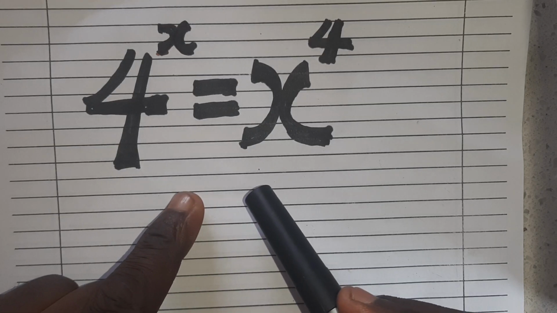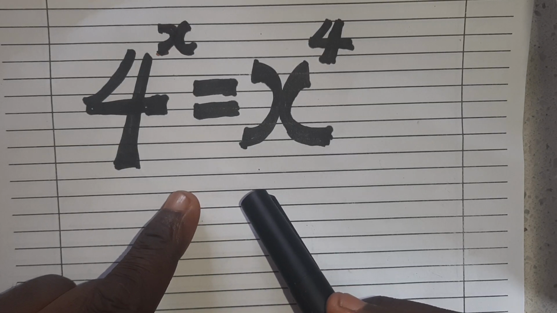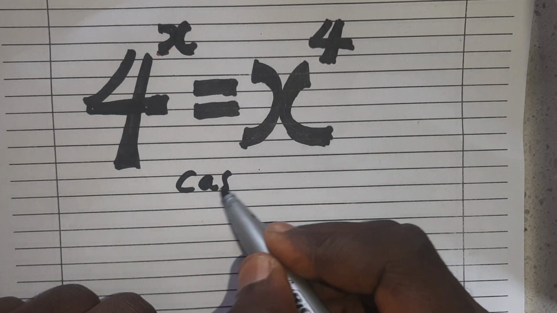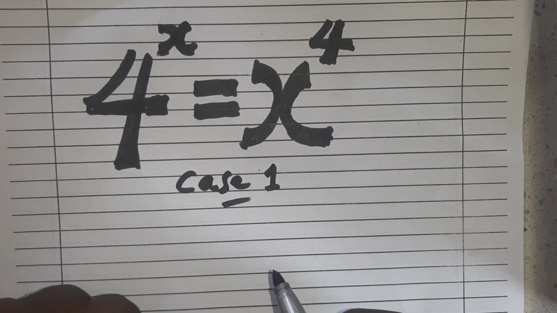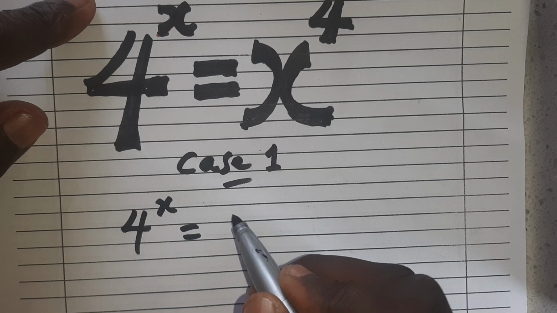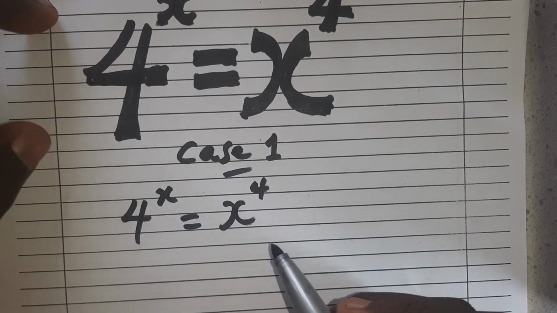Okay, so we have this interesting exponential equation here, and we will be looking at two cases. So let's look at case one. For case one, we have 4 raised to the power x equals x raised to the power 4.